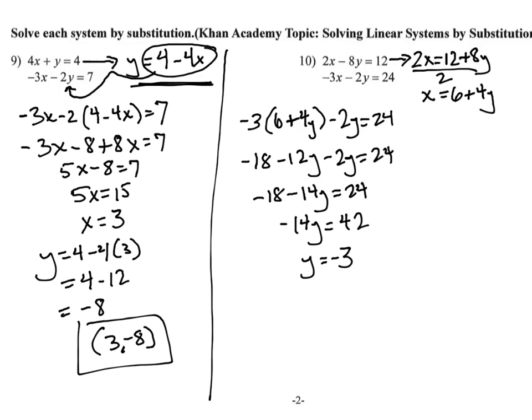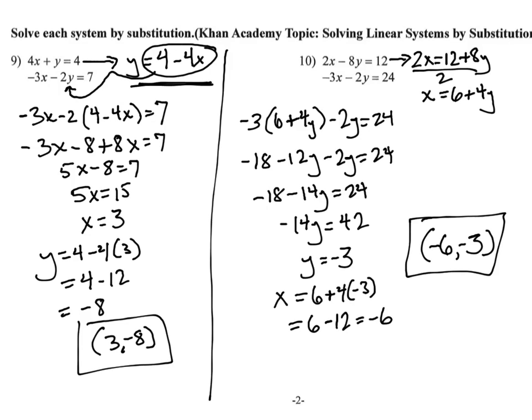And then I'm going to plug that into the substitution equation. So x equals 6 plus 4 times negative 3. 6 minus 12, which is negative 6. So our answer is (negative 6, negative 3). And the other thing you're really going to want to be cognizant of is to make sure that you put the x first and then the y.